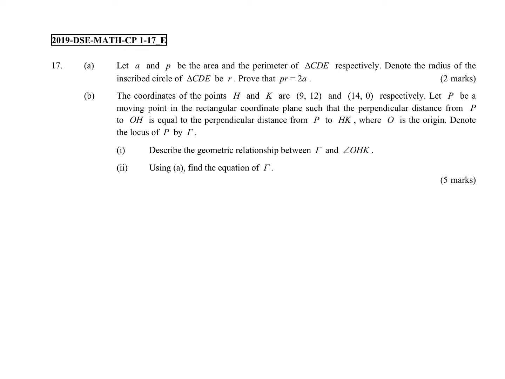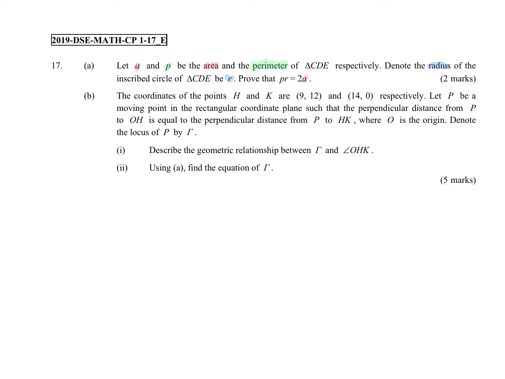So this video will be about a conventional question in paper 1 of the ESE about loci, about equation of circle, about centers of triangle. Here let A represent the area, and P represent the perimeter, and R the radius. So for triangle CDE, A and P are the area and perimeter of triangle CDE respectively, and R is the radius of the inscribed circle. So it's about the inscribed circle of CDE.